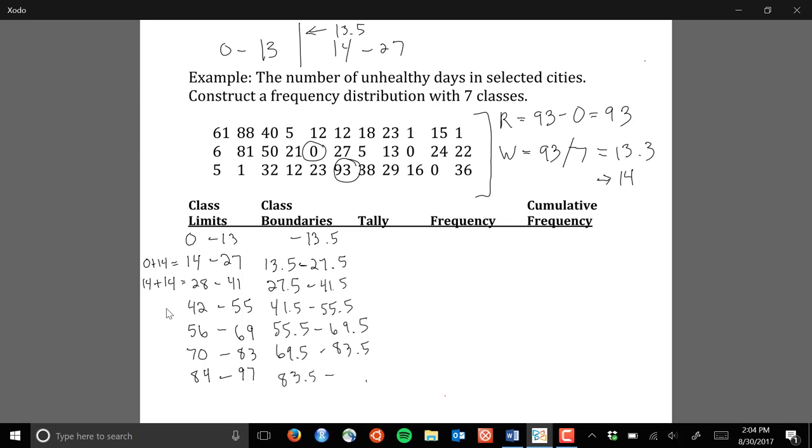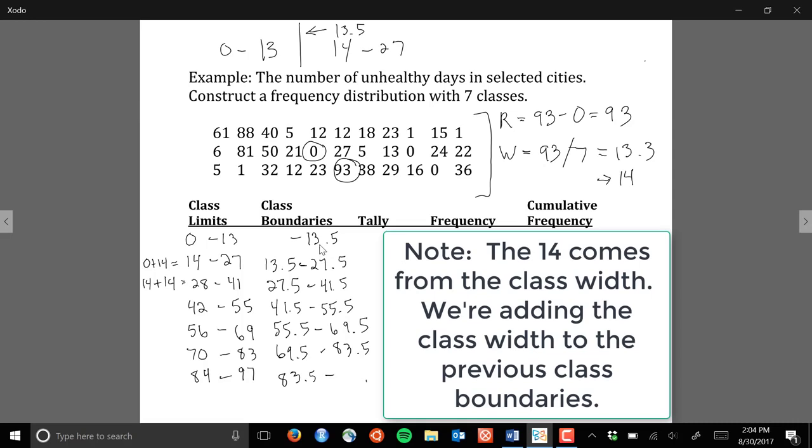And you may ask yourself, well, how do I get this very first lower class boundary and this very last upper class boundary, because I don't have any more categories where I can average the limits to get a midpoint? Well, in fact, if you look at this pattern here, all we're doing is we're taking the previous class boundary and we're adding 14 to that. So 13.5 plus 14 is 27.5. 27.5 plus 14 is 41.5. 41.5 plus 14 is 55.5, etc.